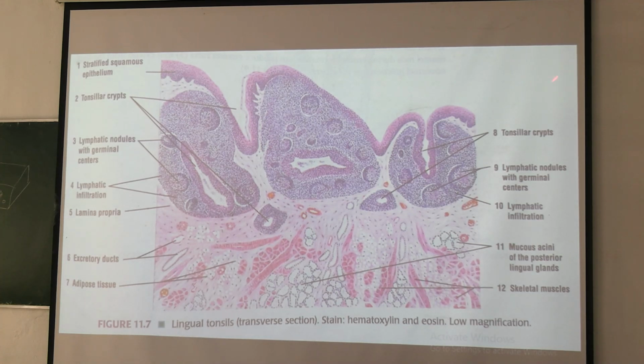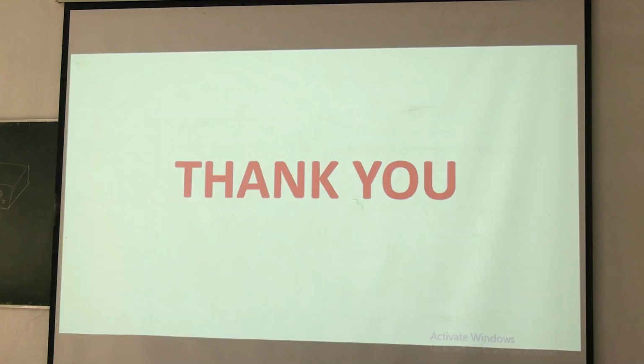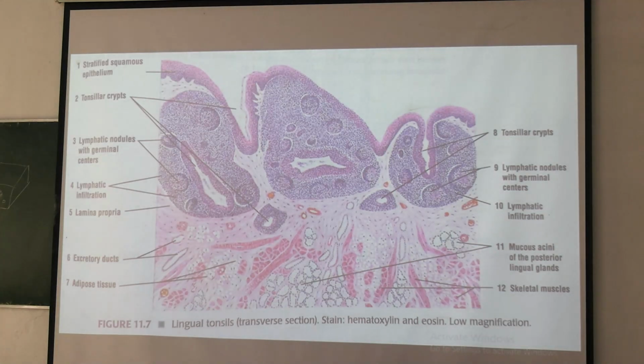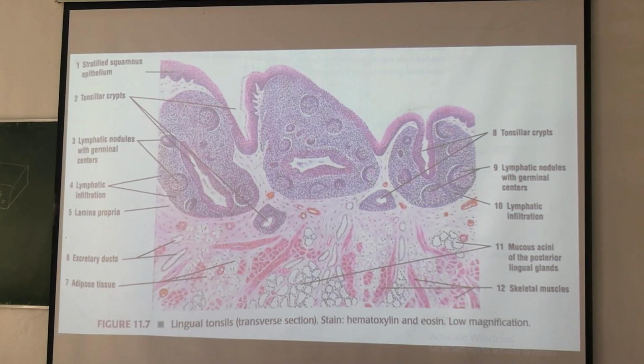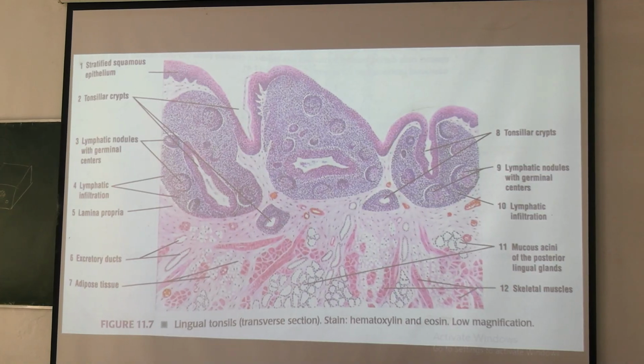After that, rest of the structure is same. The muscle fibers in different directions, sections of different glands, mucous and serous acini, sections of blood vessels, adipose tissue, all those will be present here. Okay, that's all. So you will see mainly the dorsal surface. We have focused the slides.